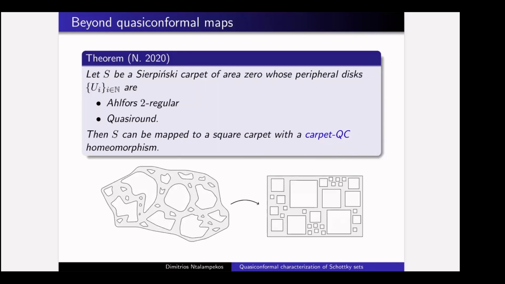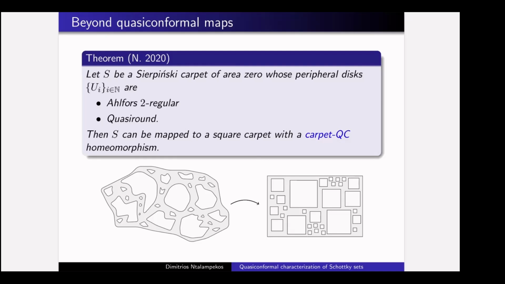The conclusion is that the carpet can be mapped to a square carpet with a map that's carpet quasi-conformal. So this is a generalization of quasi-conformal maps. The map is not quasi-conformal in the classical genuine sense, but in a generalized sense. So these maps are defined by quasi-preservation of a notion of transboundary modulus, but I'm not going to define them here. And we see that we have dropped entirely the uniform relative separation assumption, and also we have weakened the quasi-disk assumption.